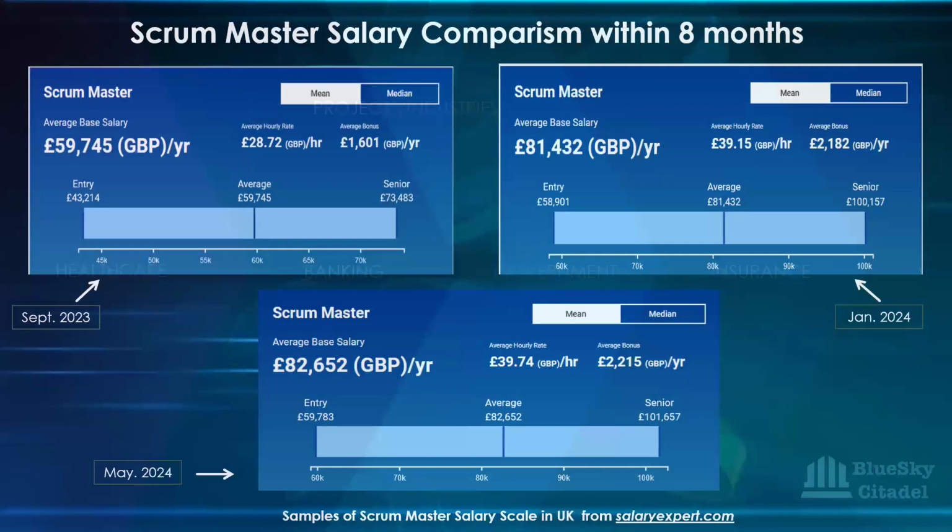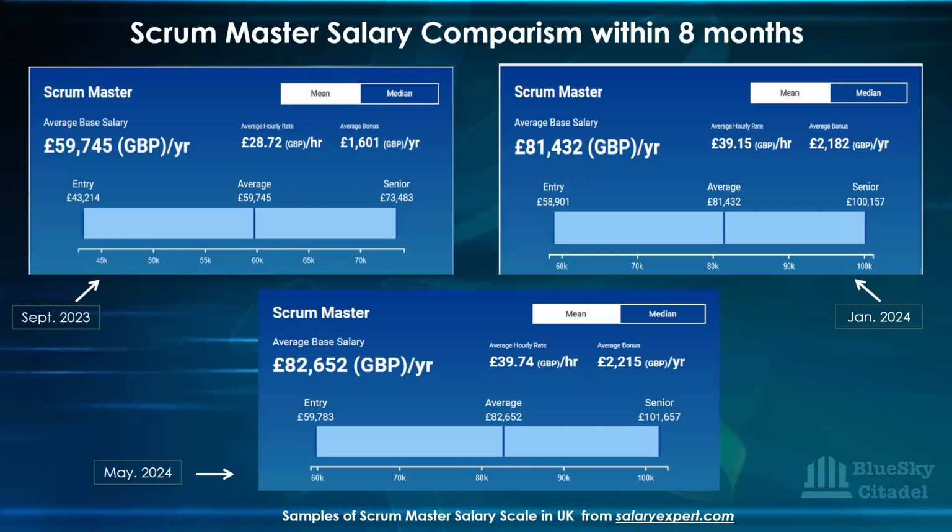And then quickly, I just want us to see the Scrum Master salary comparison within the last 8 months. Okay, so the one I have here is 59,745. Before I go further, this is not cast in stone. It's not as if, if I go out there now, this is what I will be earning as a Scrum Master. That is not what I'm saying.